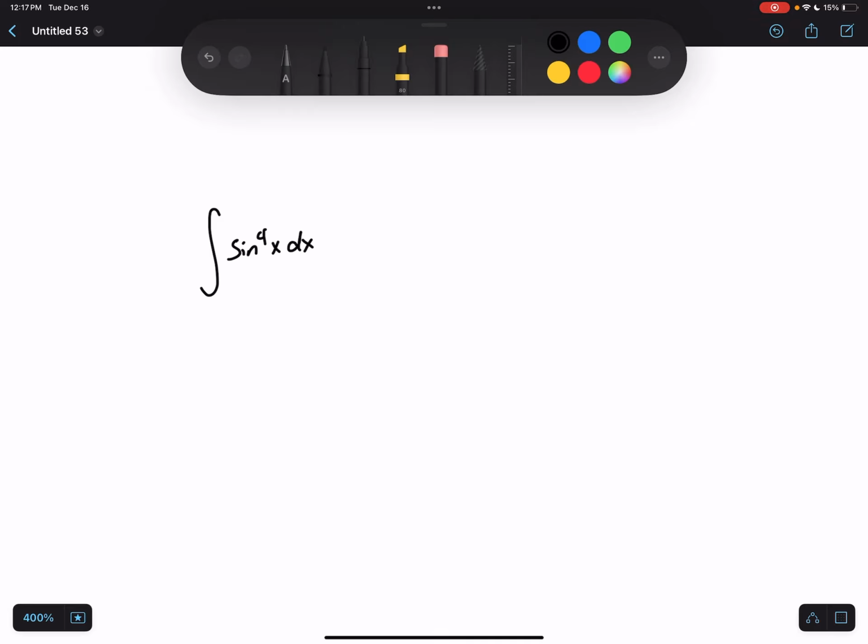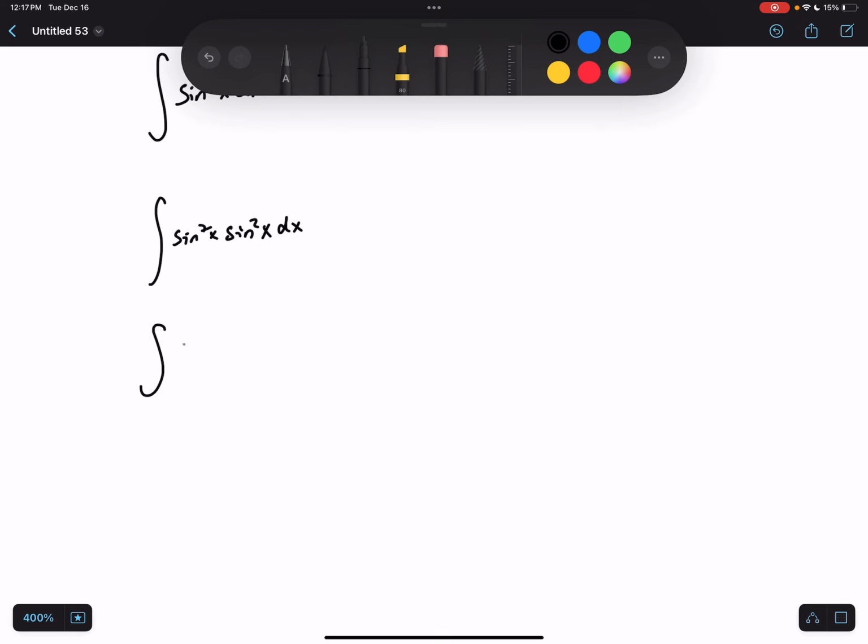So we're starting off with the integral of sine to the fourth power x, and this one I'm going to start off by rewriting it as the integral of sine squared x times sine squared x. And now we can use our double angle identities from trig.